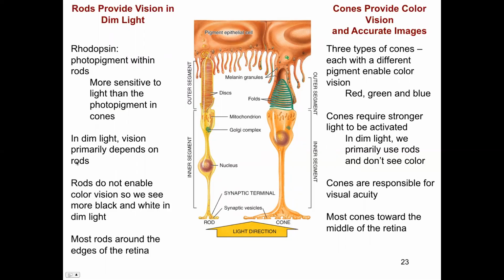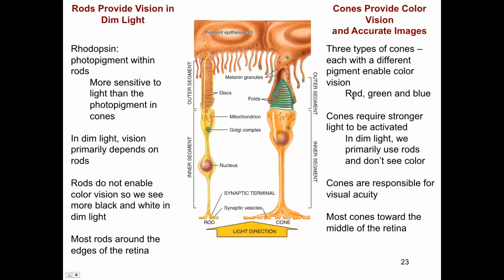So we rely on the rods for vision in dim light. We primarily depend on them because there's just not enough light to stimulate the cones. The rods don't give us color vision, so we pretty much see black and white at night in dim light. Most of them are not found right at the center of the retina. They're more around the edges. Not that we don't have them in the center, but there are fewer. So most rods are around the edges of the retina.